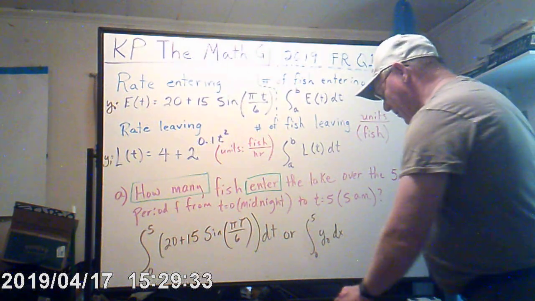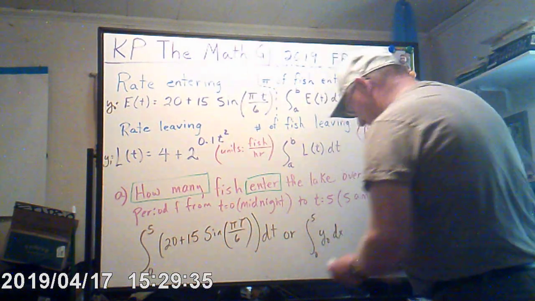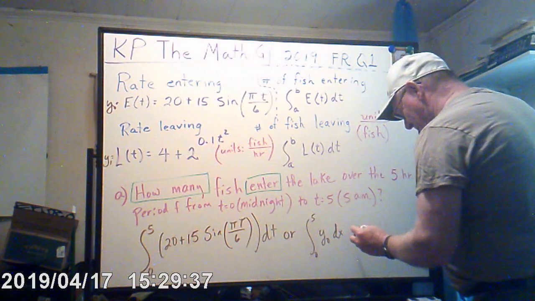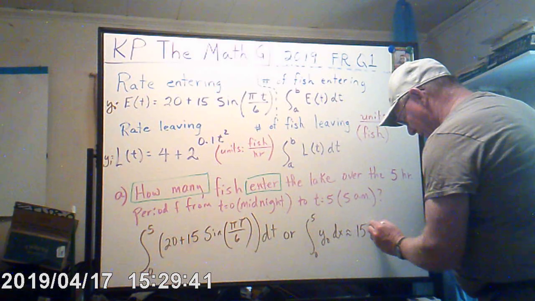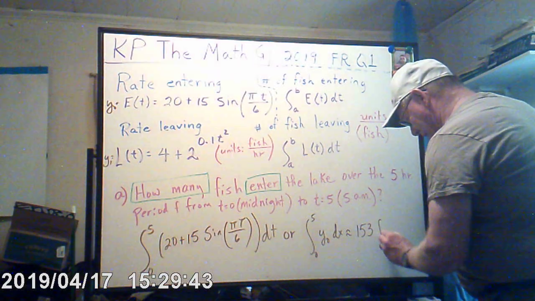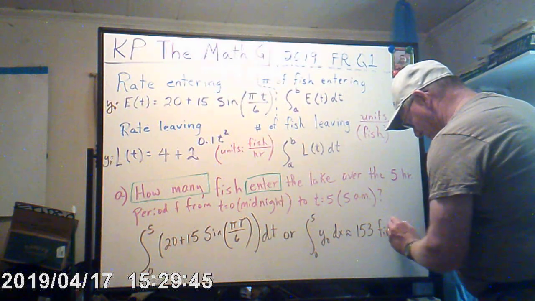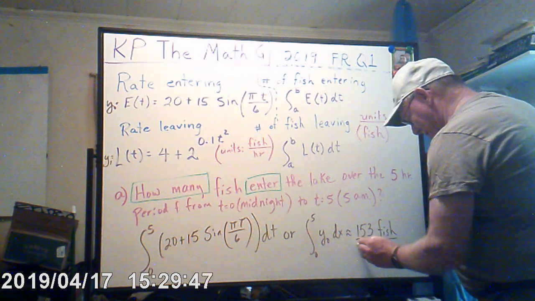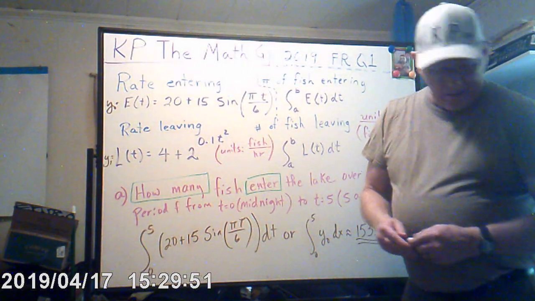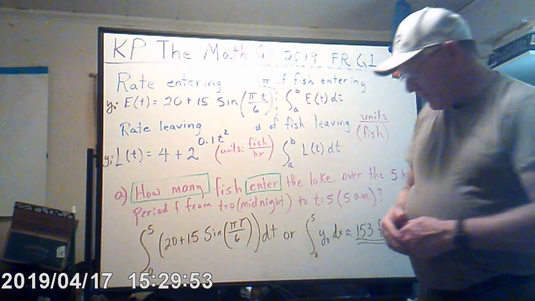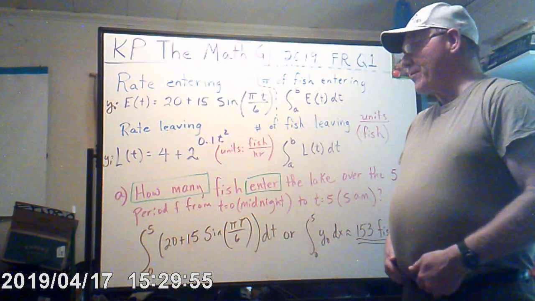So 153.4, I would say go ahead and just go with it's about equal to 153 fish. And you might want to put the units down, and you want to make sure you understand what you just found. That's how many fish enter.